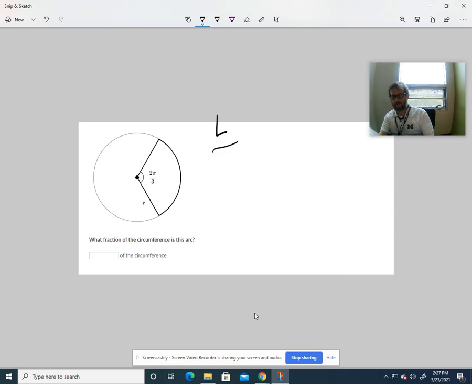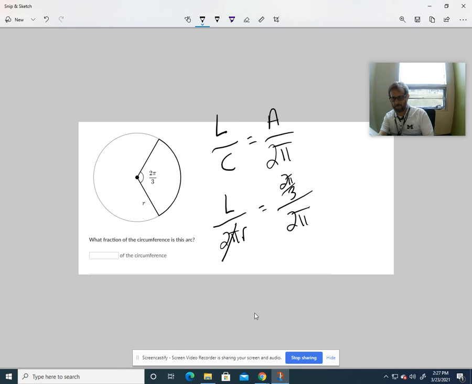The arc length to the circumference equals the angle to 2 pi. Arc length, I don't know. What fraction of the circumference is this arc? Circumference is 2 pi r. The angle is 2 pi over 3, over 2 pi. Again, these cancel out, so you get L equals 2 pi.